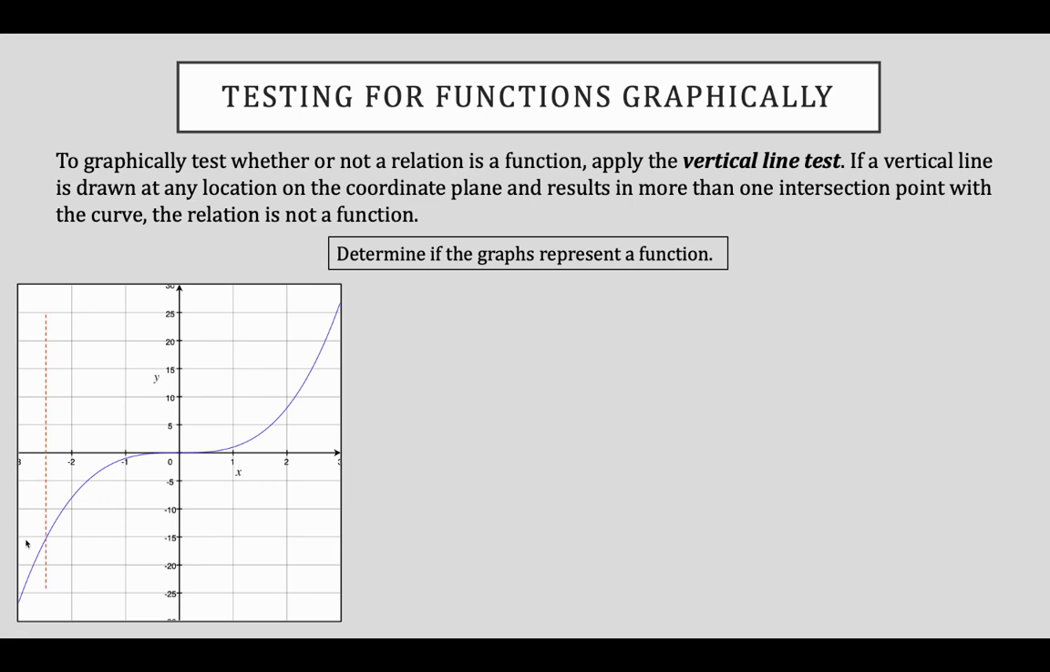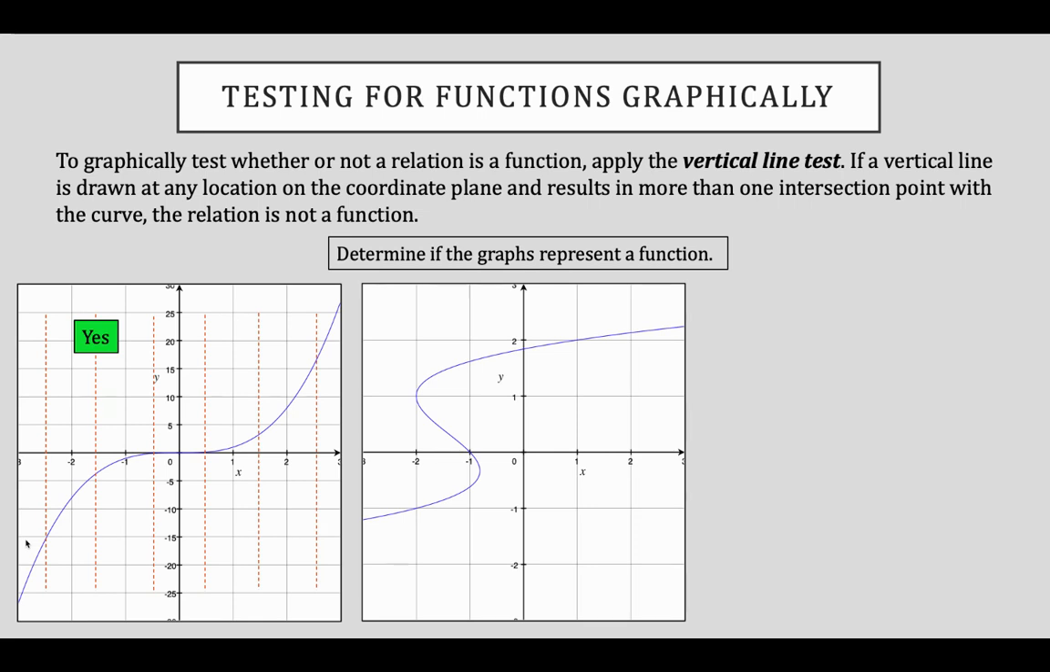Right, here I have a graph, and notice I could draw a vertical line, a bunch of vertical lines. But no matter where I draw those vertical lines, it is only going to intersect the graph at one point. If it only intersects the graph at one point, it is a function. Every x value only has one corresponding y value. Every input only has one corresponding output.